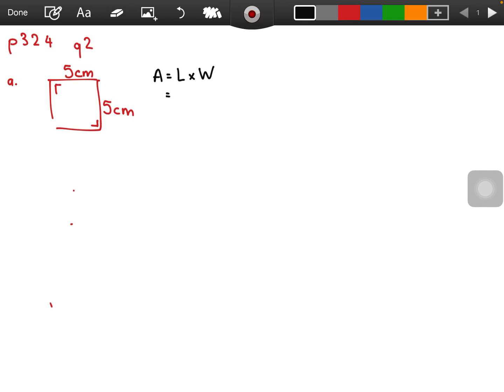Okay, so we're finding the area. So the area we know is length times width. So here it's going to be 5 centimeters times 5 centimeters. So we're going to get 25 centimeters squared.